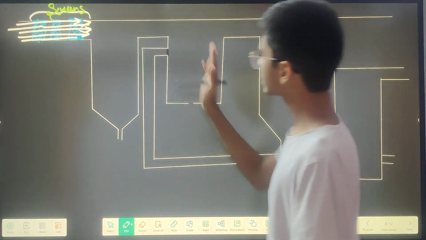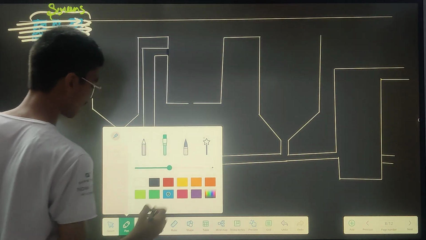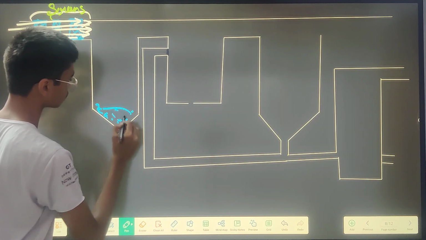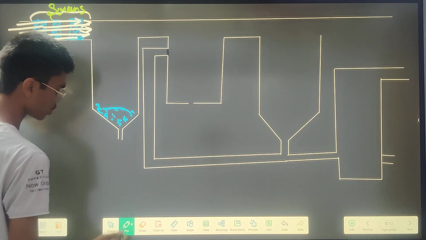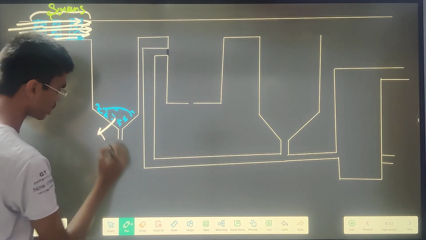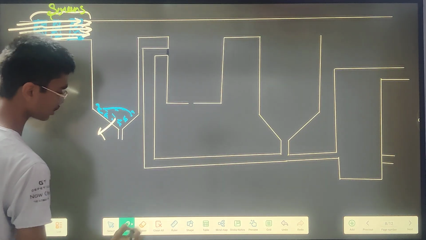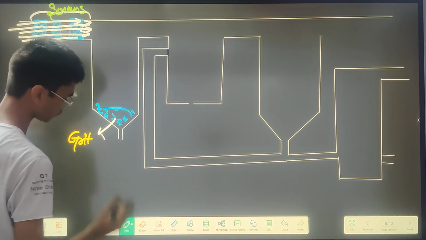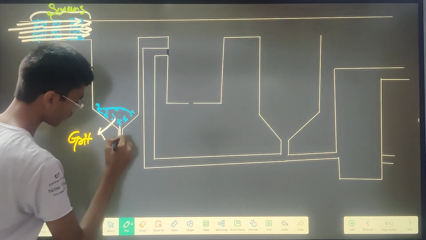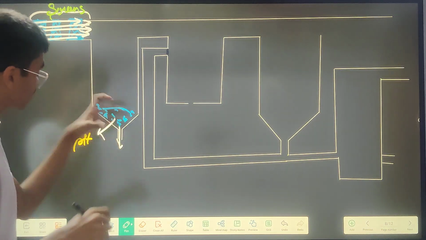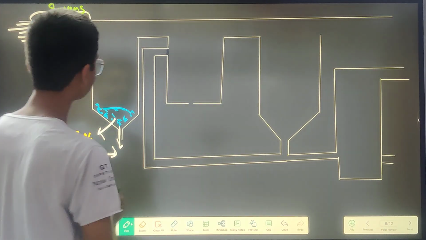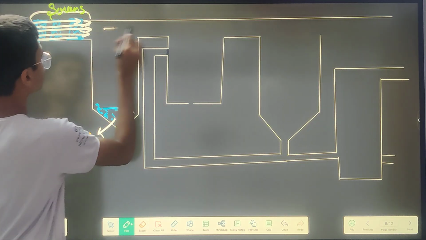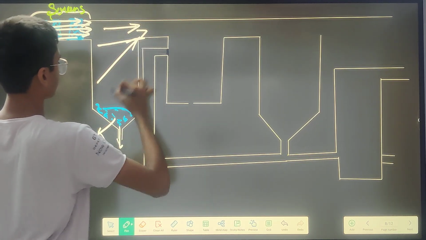Now still some amount of solid stones will be there, so that will be over here. This is what is known as grit. The solid substance is what is known as grit. This grit is going to come out over here, and then this water is going to travel.